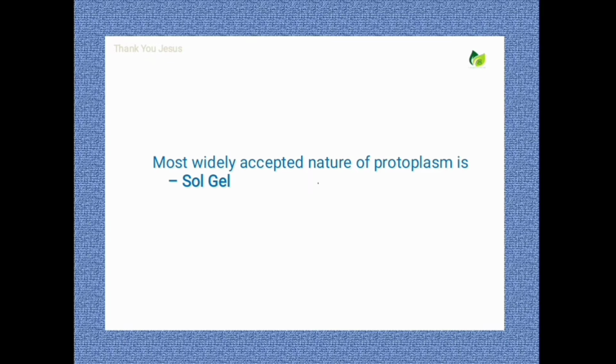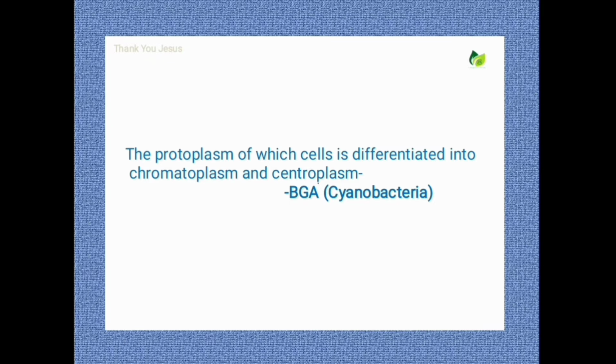Coming to the next question. The protoplasm of which cells is differentiated into chromatoplasm and centroplasm? The answer is BGA, that means blue-green algae. Blue-green algae are nothing but cyanobacteria.